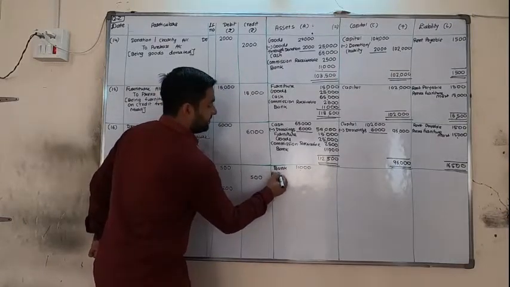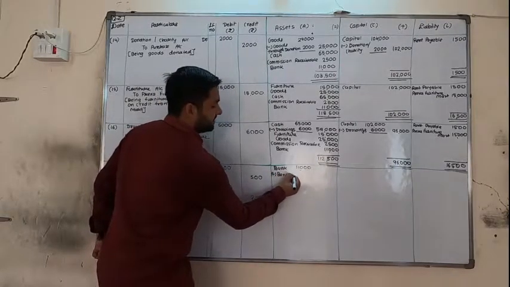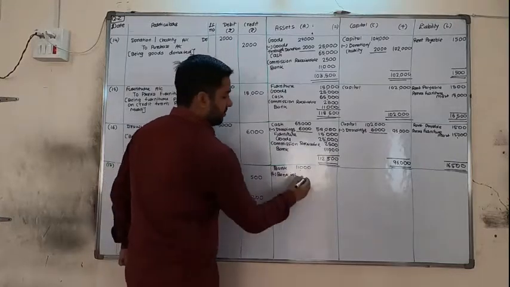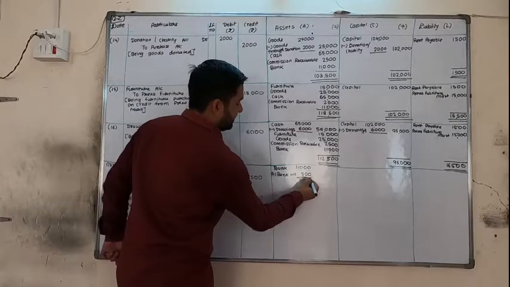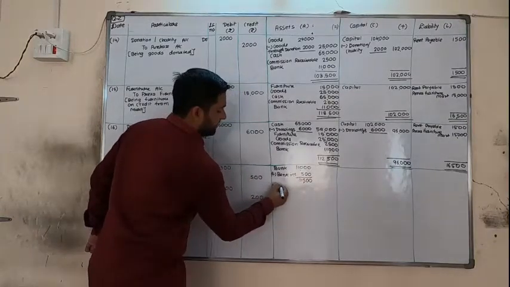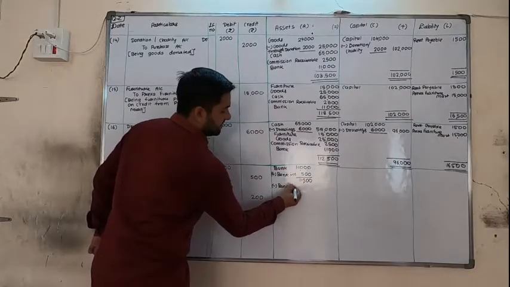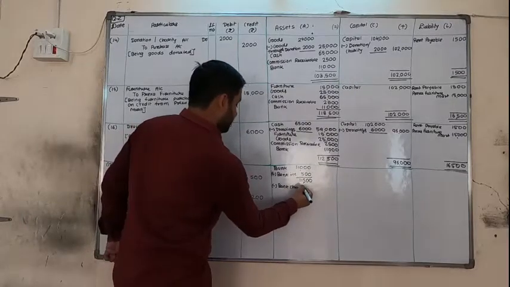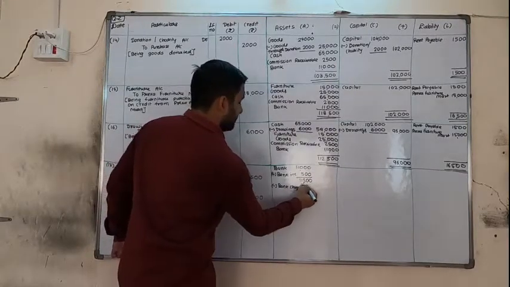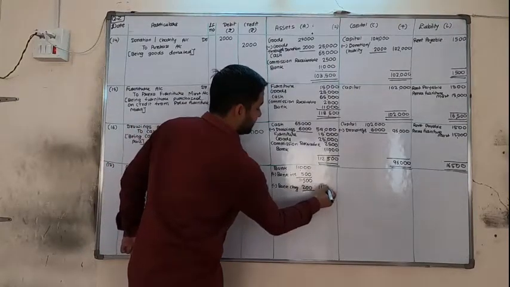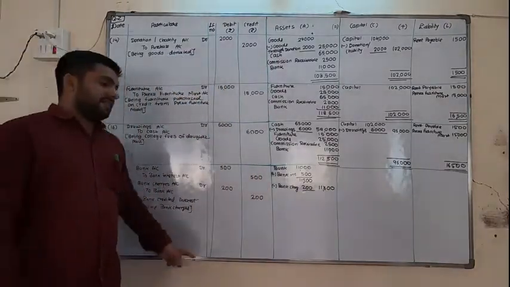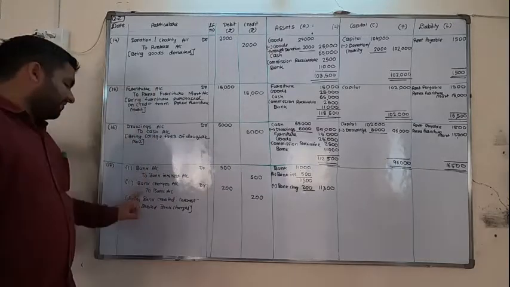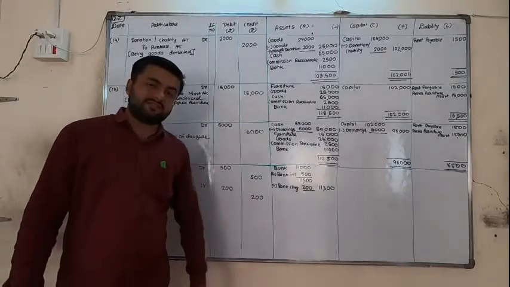11,000. Now interest will be added, plus bank interest. INT is the short form of interest, 500. So it will be 11,500. And minus bank charges. Charges short form CRG, 200. So the net bank balance will be 11,300. Okay, bank balance is added through bank interest and deducted through bank charges.